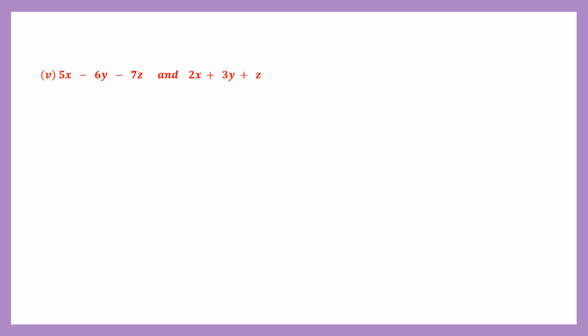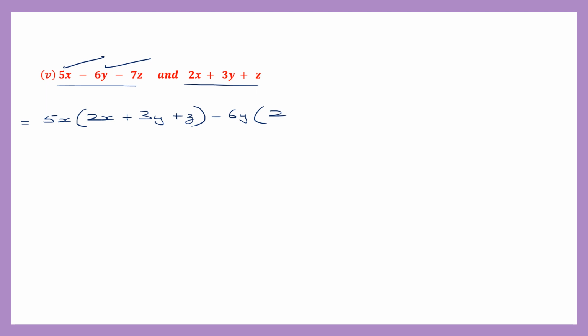Question 5. Here we have a polynomial and a polynomial. So let's go carefully with this. We can take the first term of this itself, so 5x into the whole of the second polynomial, 2x plus 3y plus z. Then take the second one, which is minus 6y, into the whole of the next one, 2x plus 3y plus z. Now take the third one, which is minus 7z, and the whole of the next polynomial, 2x plus 3y plus z. Now we need to multiply carefully 5x into 2x.